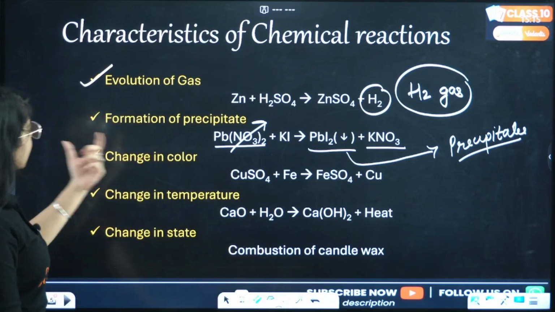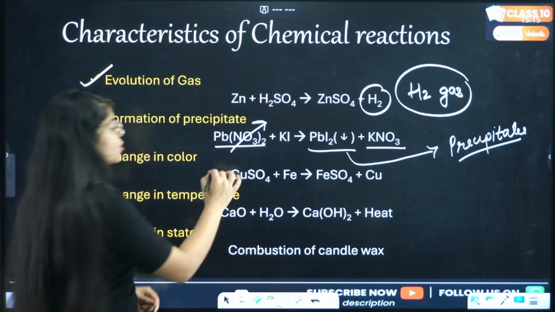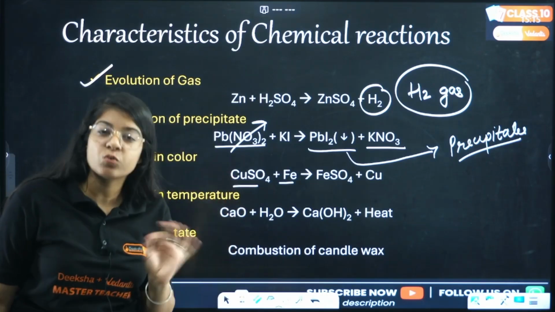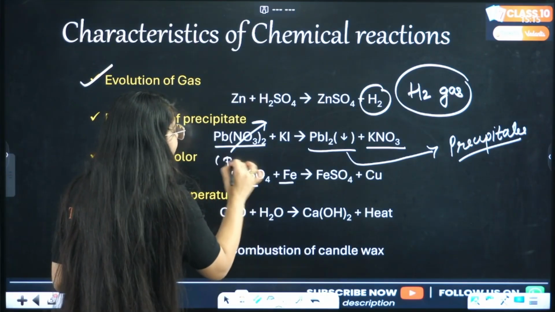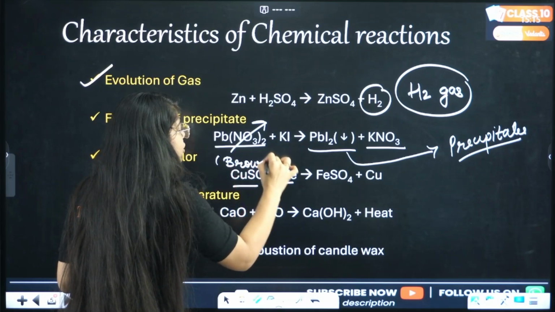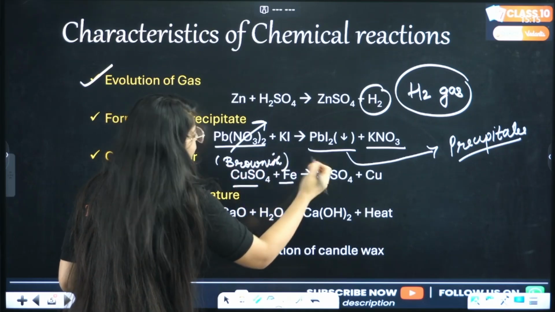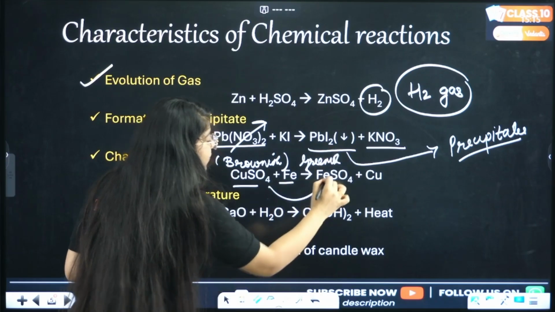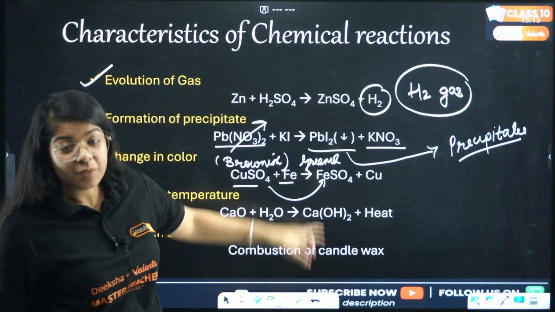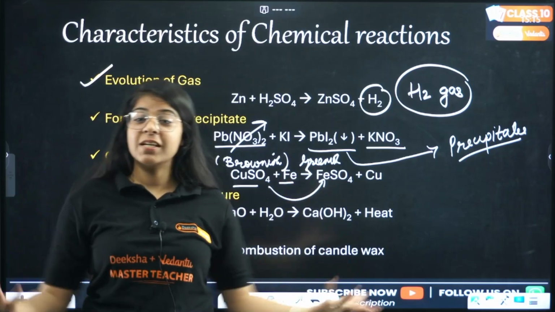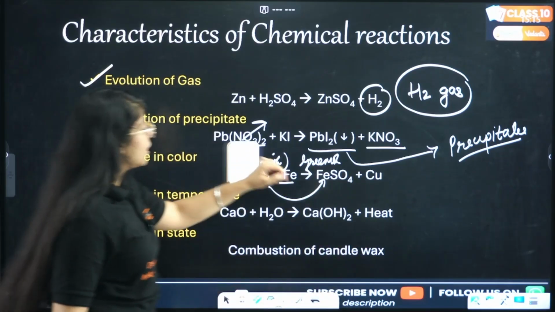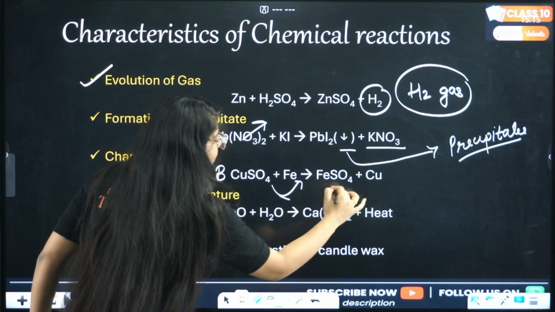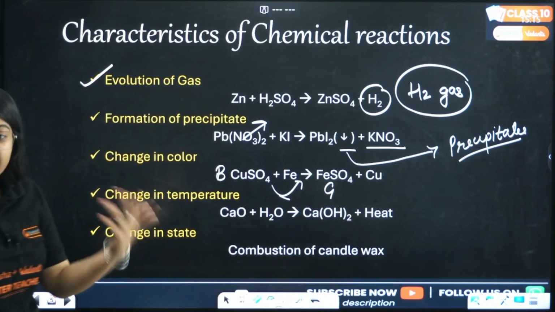Okay, then change in color. Now CuSO4 plus iron. Copper sulfate is actually brownish in color, but iron we know is greenish in color, right? So when they combine, FeSO4 is formed, that is FeSO4 is green in color. So now here the color is changing from brown to green. Right? So change of color happens.